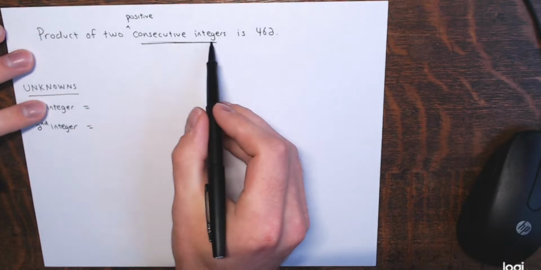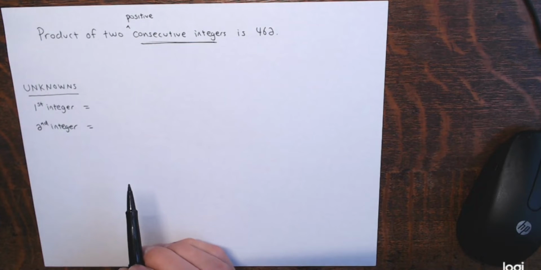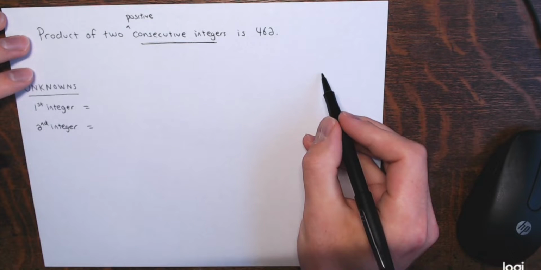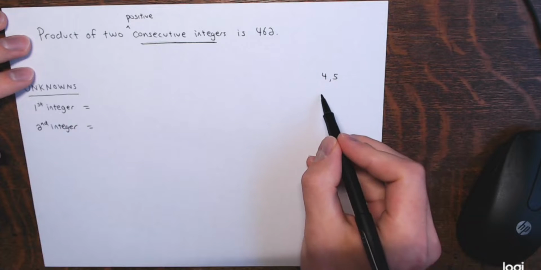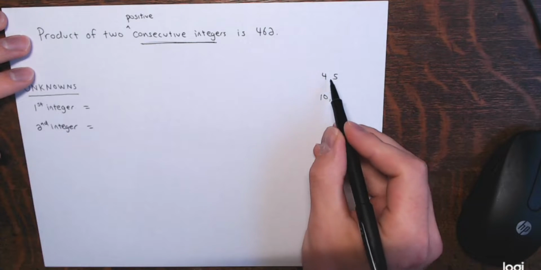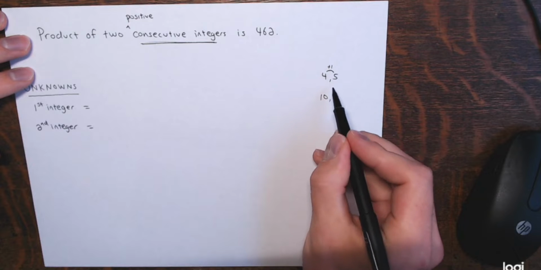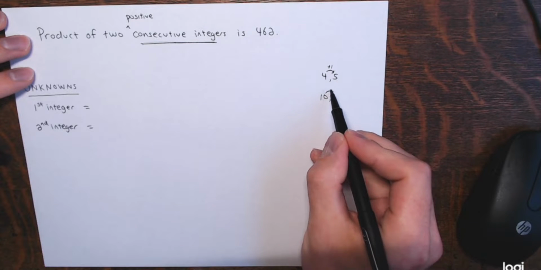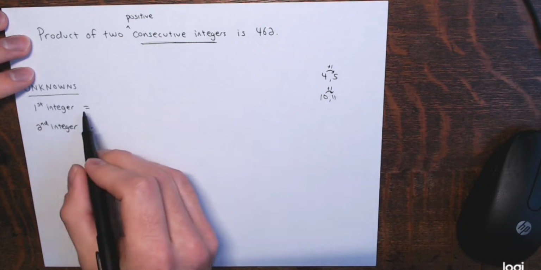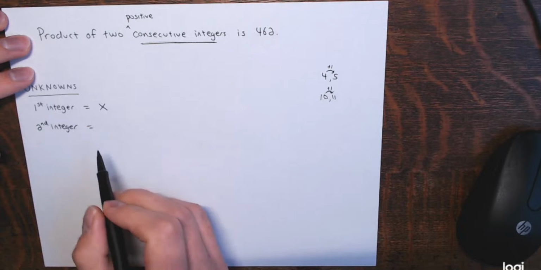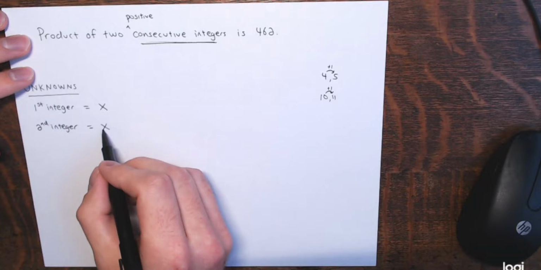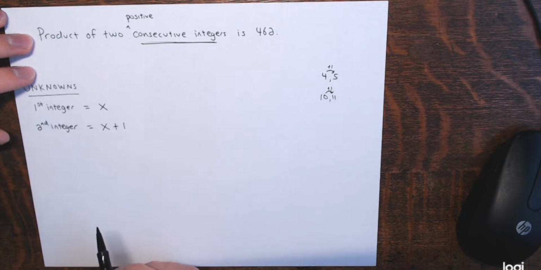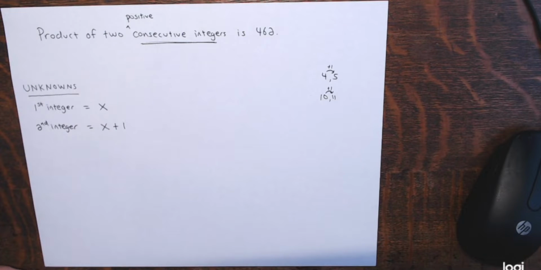They are consecutive integers. Remember what that means. That just means you add 1 to get from one to the next. 4 and 5, these are consecutive integers. 10 and 11, these are consecutive integers. So if I call the first integer x, the next integer is the next consecutive integer. I'm just going to call that x plus 1. I hope that makes sense.